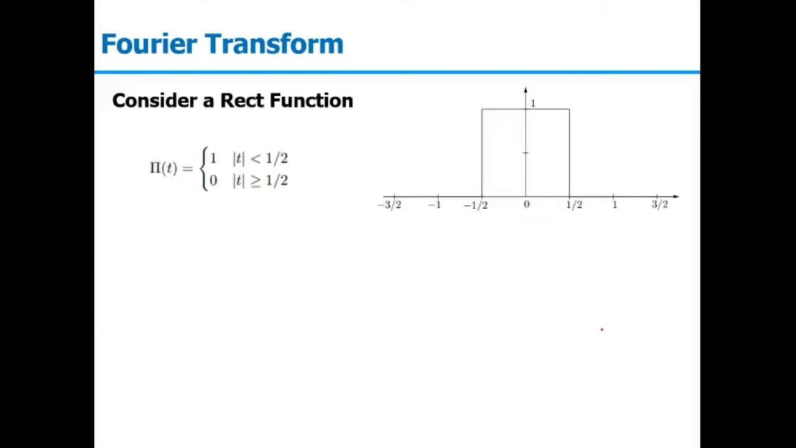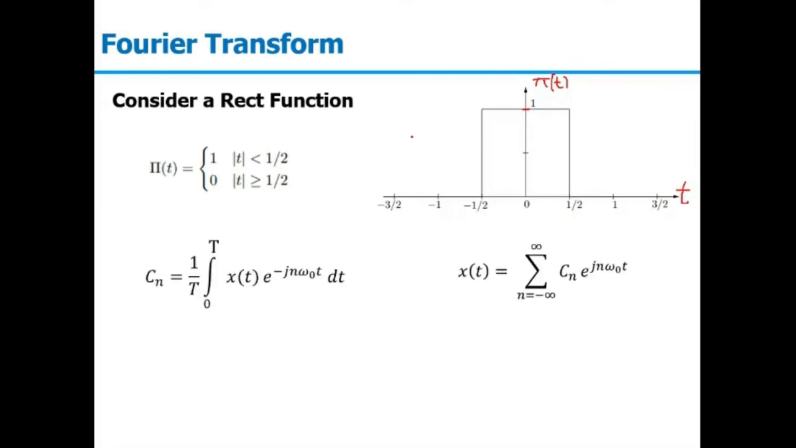This is a rectangular function that we are considering. Here it is time t and this is amplitude. So let this be the pi t function. The maximum amplitude is 1 for t in between minus half to half, and otherwise the value is 0.